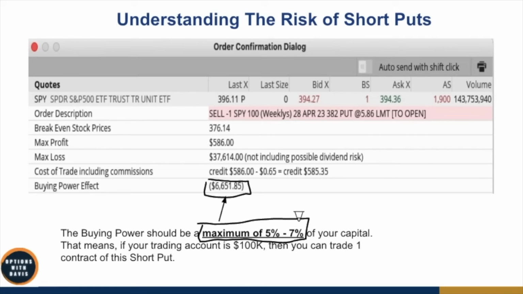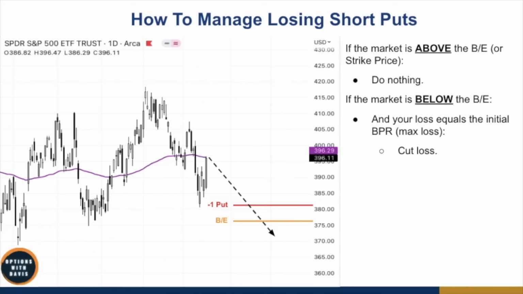So as long as you keep it to this percentage, right, and then you cut loss when it hits the maximum buying power effect, this number down here, then you know that it will not be a huge substantial loss on your whole account, right? You can always live to fight another day. So if the market is below the break-even point and your loss equals the initial buying power requirement, then you need to cut loss, right? There is no leeway to this. Once you see the loss hit on your position, you need to be disciplined enough to get out of that position.